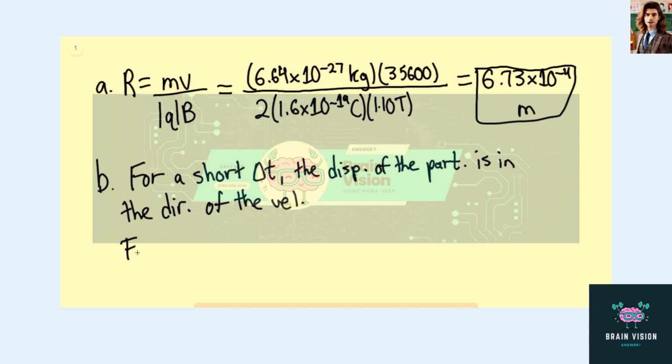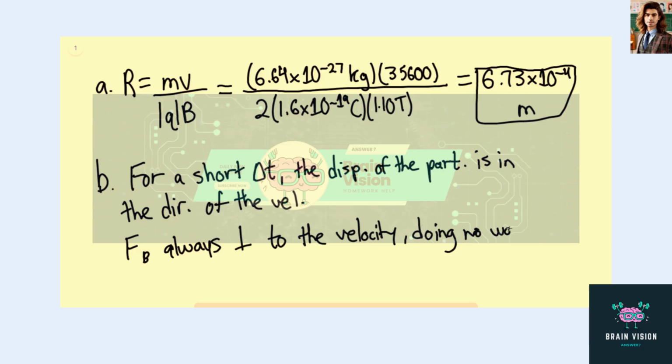So we can say that the magnetic force is going to be always perpendicular to the velocity, doing no work. So V is constant. Essentially, because the magnetic force is always perpendicular to the velocity, it has no bearing on the velocity.